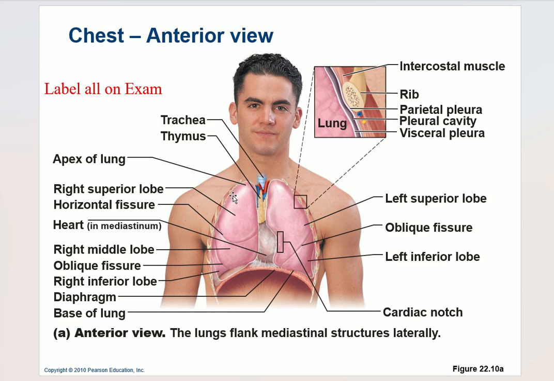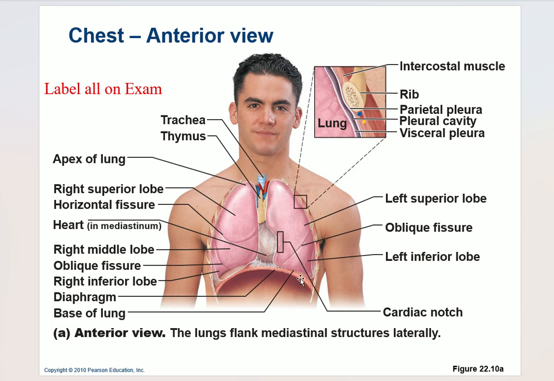But the right superior lobe of the lung is going to be separated by this horizontal fissure that is between the superior and middle lobe of the lung. So note to label this horizontal fissure as the separation between the two. The right oblique fissure is going to be what separates the right middle lobe from the right inferior lobe of the lung. The diaphragm right here, big old muscle, and then we have the base of the lung.